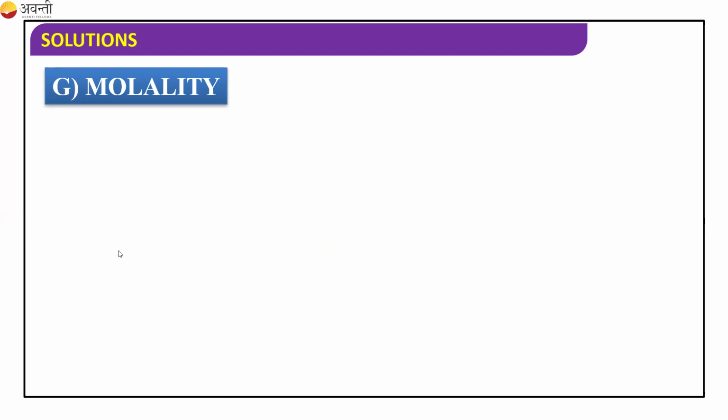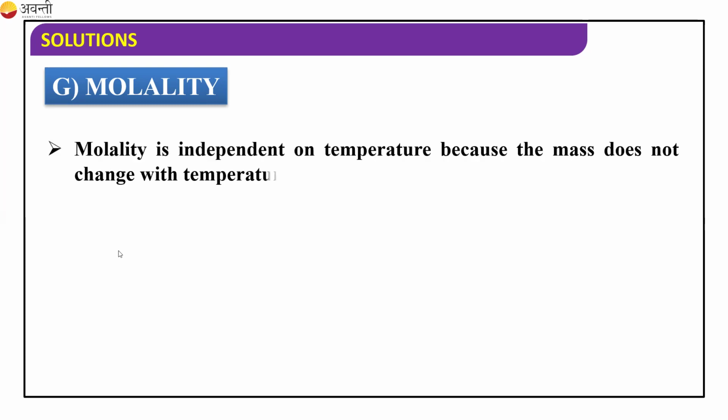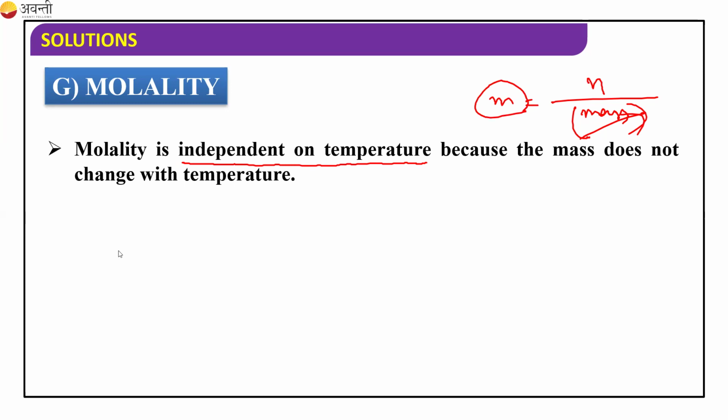Next, some information about molality. Molality is independent of temperature. Very important to note down. Molality is independent of temperature because the mass does not change with temperature. In the molality formula, we have the number of moles in the numerator and the mass of the solvent in the denominator. Mass of the substance does not change if we change the temperature, right? So the molality will also remain the same.